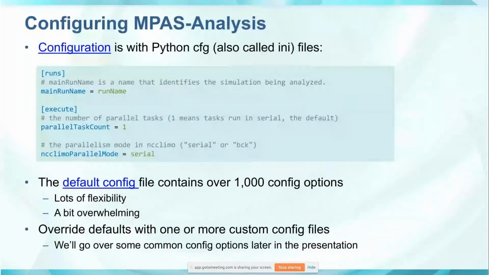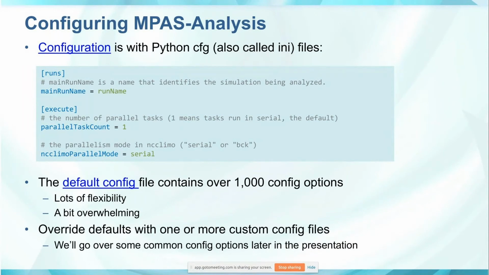Okay, so basically the main task of setting up MPAS-Analysis for a given run is to take a config file, and we have a bunch of examples, and alter the config to do what you want to do. And so these are standard Python config files, sometimes called INI files. They're also used in Windows. And really there are more than 1,000, I think I counted 1,300 configuration options in MPAS-Analysis.